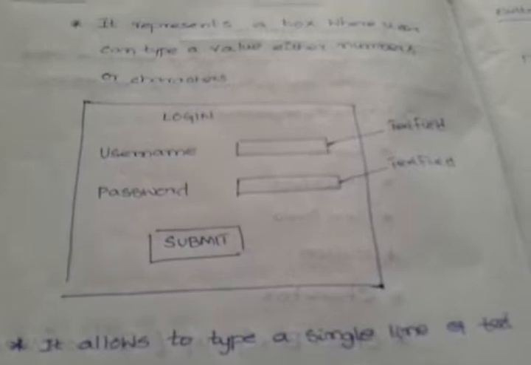Coming to the second component, that is called a text field. It represents a rectangular box where the user can type a value or sequence of values, either numbers or characters. After the username, a rectangular box appears, that is called a text field. One more text field appears here. Two text fields, text boxes, are there where a user can type a sequence of characters or numbers. It allows typing only a single line of text.